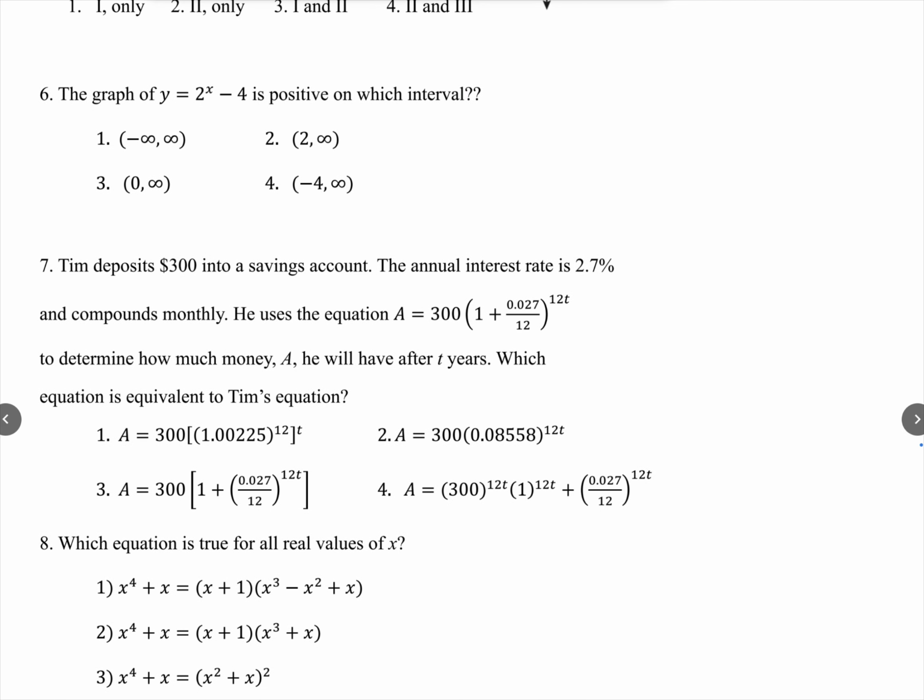Keep it rolling, we're looking at number 7 now. Number 7 says Tim deposits $200 into a savings account. His annual interest rate is 2.7% and compounds monthly. He uses this equation to determine how much money he will have after T years. Which equation is equivalent to Tim's equation? I don't really know what they're asking you too much for on this, other than you're just kind of looking. What I did first was put this first little piece into my calculator, I'll even highlight it, and just see what you get.